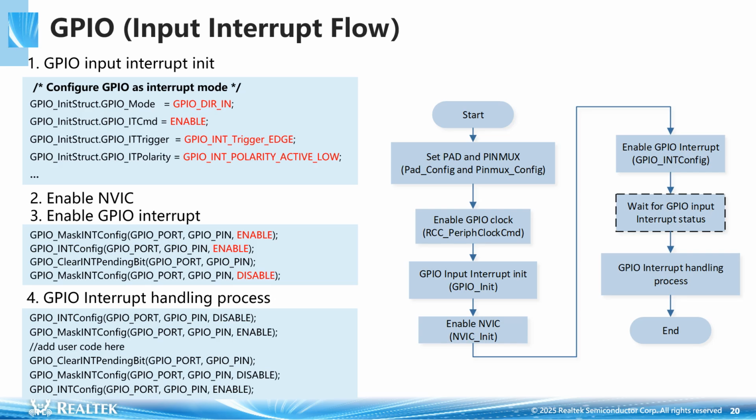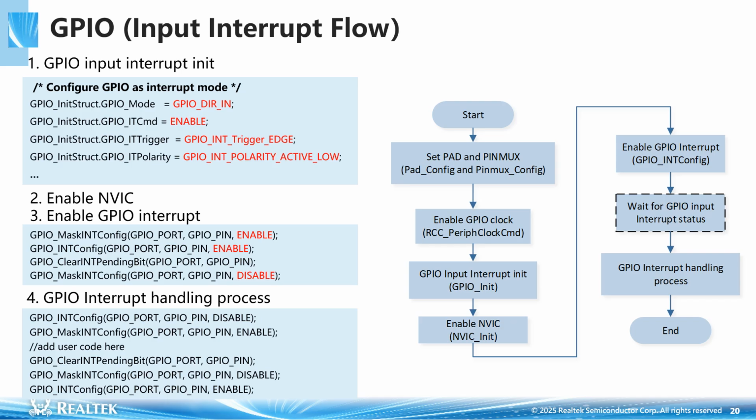The configuration process for GPIO interrupt mode is as follows. Step 1. Fill the required input parameters into the GPIO initialization structure. Configure the pin as GPIO input interrupt mode. Set the corresponding interrupt trigger conditions. Step 2. Enable NVIC. Step 3. Enable GPIO interrupt.